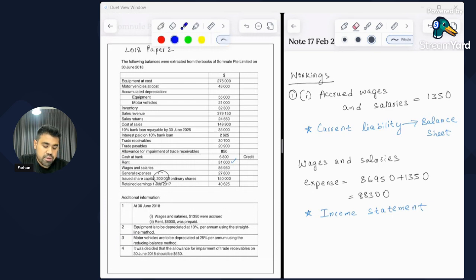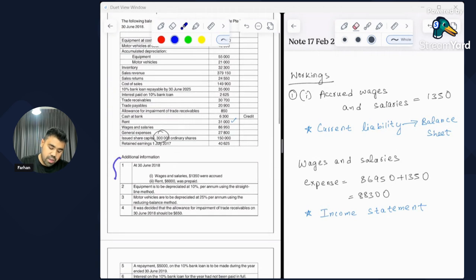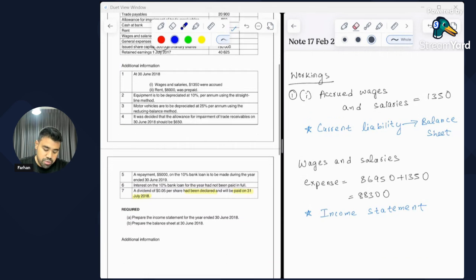The following balances were extracted from the books of Somnial Pte. Limited on 30 June 2018. So here you can see we are given a list of balances within the trial balance for various accounts. And we are also given the additional information at the end of the financial year for adjusting purposes. The main requirement of the question is to prepare the income statement for the year ended 30 June 2018 and then also prepare the balance sheet at 30 June 2018. As we have mentioned earlier, for the purpose of today's session, we will prepare the income statement first.